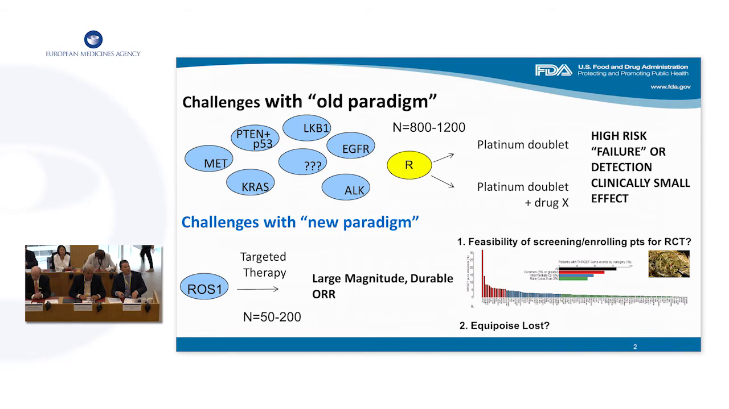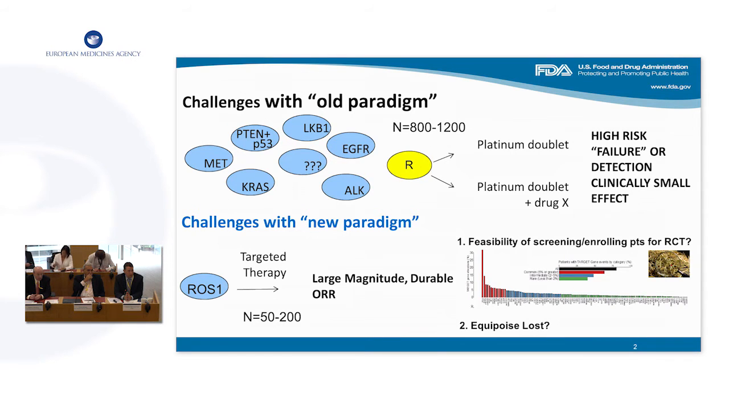So this is sort of a highly reductionist jelly bean plot outlining challenges with what I term the old paradigm. My field, what I focus on is lung cancer. So this is just an example where you're taking a molecularly heterogeneous patient population with known and unknown oncogenic drivers or tumor suppressor gene mutations. Sometimes you don't know what is a driver. And then within a randomized controlled study, enrolling, say, 1,000 patients to, in the frontline setting, for example, platinum doublet versus platinum doublet plus drug X.